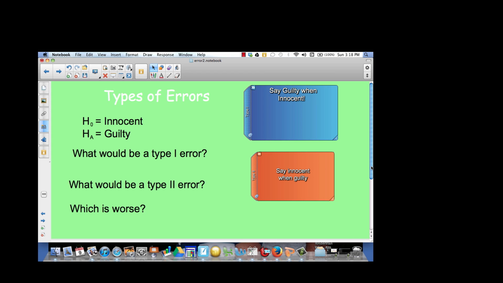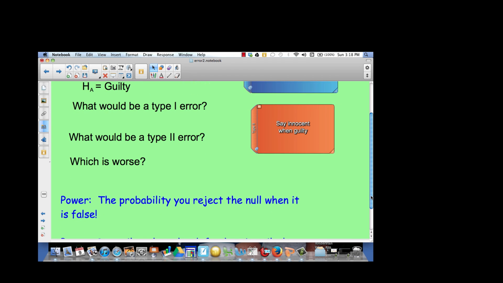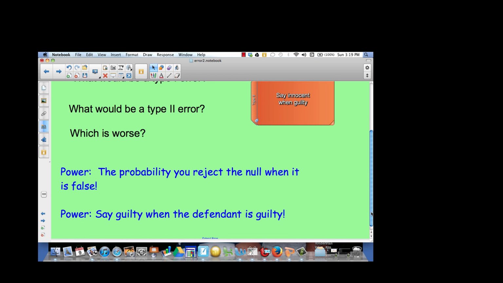Now, a very important concept is called power. Power is the probability you reject the null when it's false. In other words, you do the right thing. You reject when you should. So in this case, power would be we say the defendant is guilty when they are guilty. Or better put, it's the likelihood that we say they're guilty when the defendant is guilty.